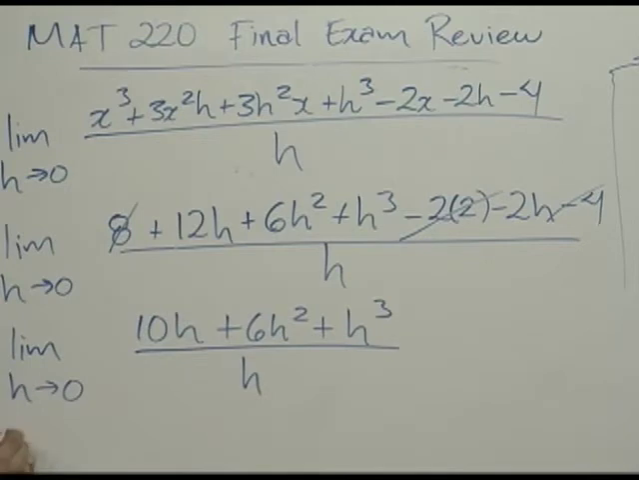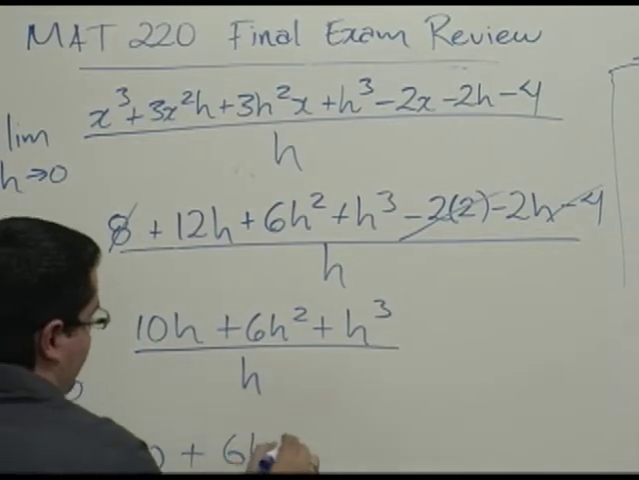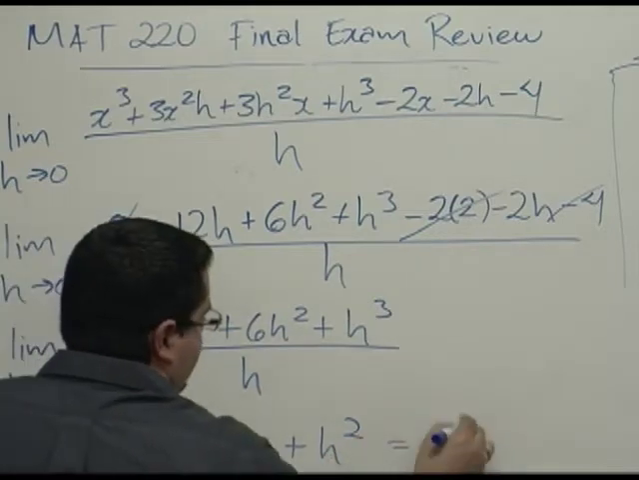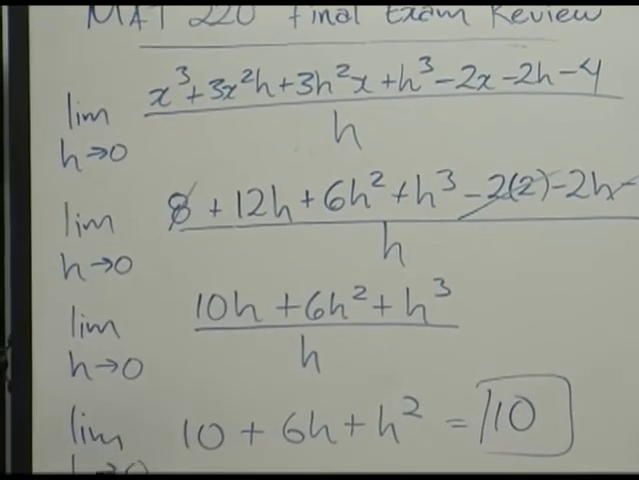And this whole thing reduces down to the limit as h goes to 0 of 10 plus 6h plus h squared. So what's the limit? 10. Okay, good.